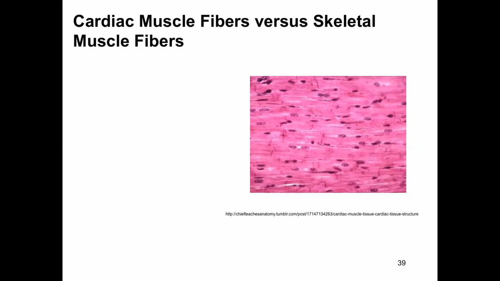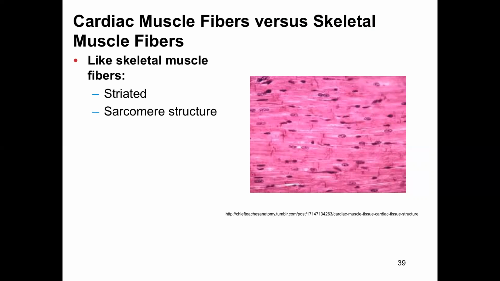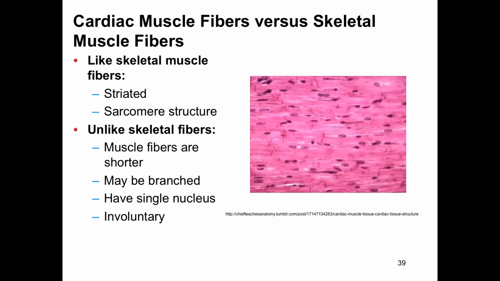But remember, cardiac muscle and skeletal muscle have some similarities. They're similar in that they're both striated, and they each have the regular sarcomere structure. But they're different in other ways. So in this case, the cells are smaller. Cardiac muscle cells are not those elongated, multinucleated cells. These cells are smaller. They can be branched with a single nucleus. And importantly, they are involuntary. You don't control the beating of your heart. Your heart controls itself. So it's involuntary, and we're going to talk about how that works in great detail.